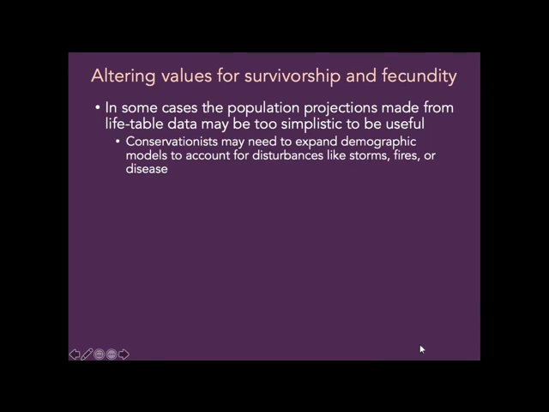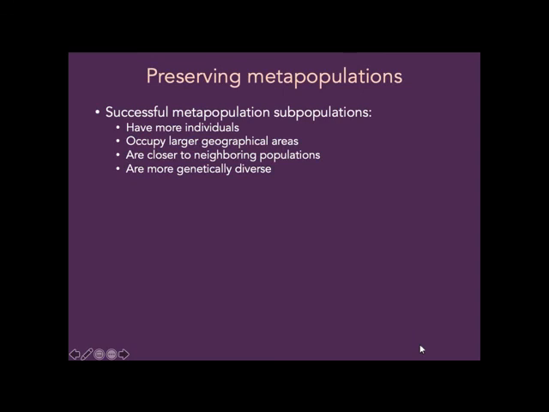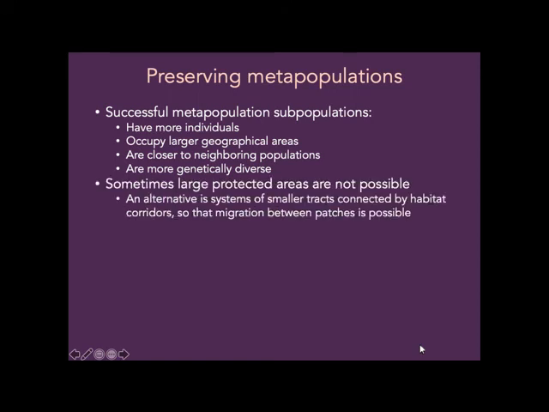Sometimes the kinds of population projections we get from life table data can be too simplistic. And so we need to have more complex models to include things like storms, fires, or disease. We also need to think about metapopulation dynamics, and so not just model each individual population, but model the interaction between the populations. In successful metapopulations, each subpopulation has more individuals in it and they occupy a larger area. And they tend to be close to the other neighboring populations. They also can tend to be more genetically diverse. So you need to have those things to have your metapopulation succeed.